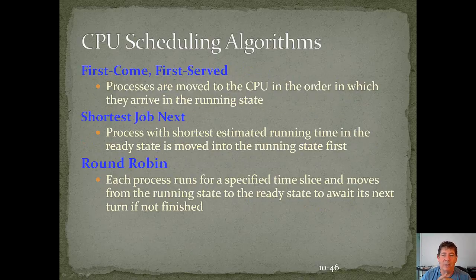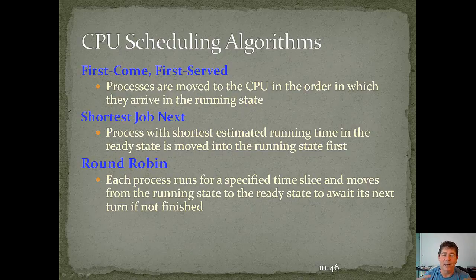So, what are some of the CPU scheduling algorithms? Well, first come, first served. Processes are moved to the CPU in the order in which they arrive in the running state. And this is actually a fairly trivial approach to it, and probably not that great. The shortest job next: the process with the shortest estimated running time in the ready state is moved into the running state first. That means the CPU is going to tackle one job and can get finished really quickly. Or a round robin: each process runs for a specific time slice and moves from the running state to the ready state to await its next turn if not finished.